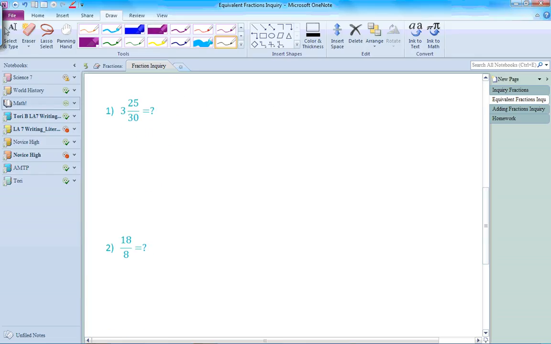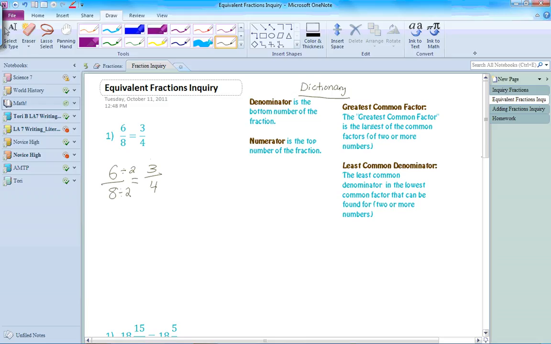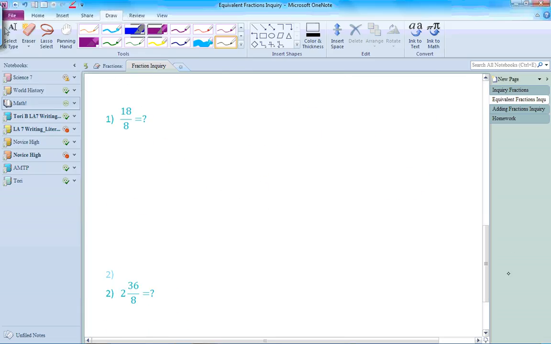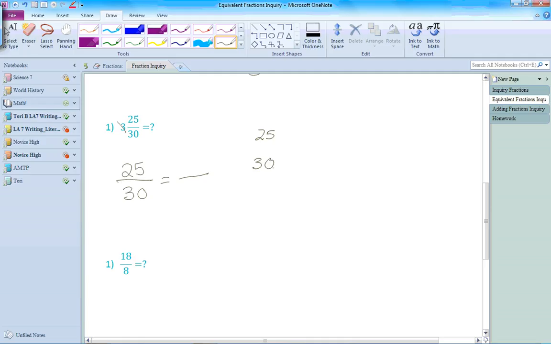This one doesn't have a solution. So, what we're going to have to do is just get rid of the 3 for now. 25/30 equals blank. So we have to find the greatest common factor, which, if we go back to our dictionary, is the largest of the common factors of 2 or more numbers. So, let's see, what can go into 25 and what can go into 30?